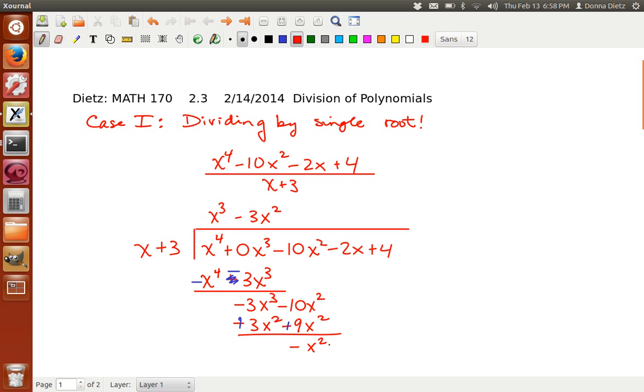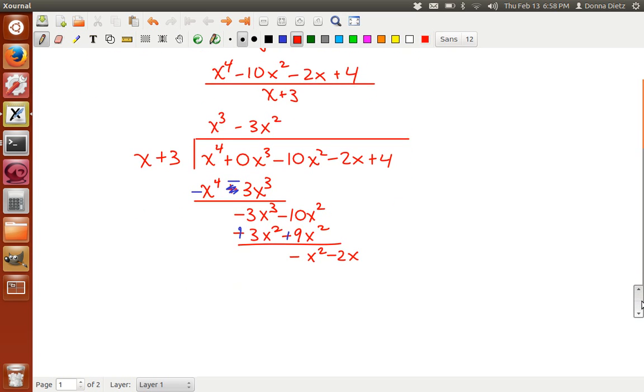Minus x squared minus 2x. Now I'm going to say how many times does x go into minus x squared, and it's minus x. So then I'm going to go ahead and finish this up.